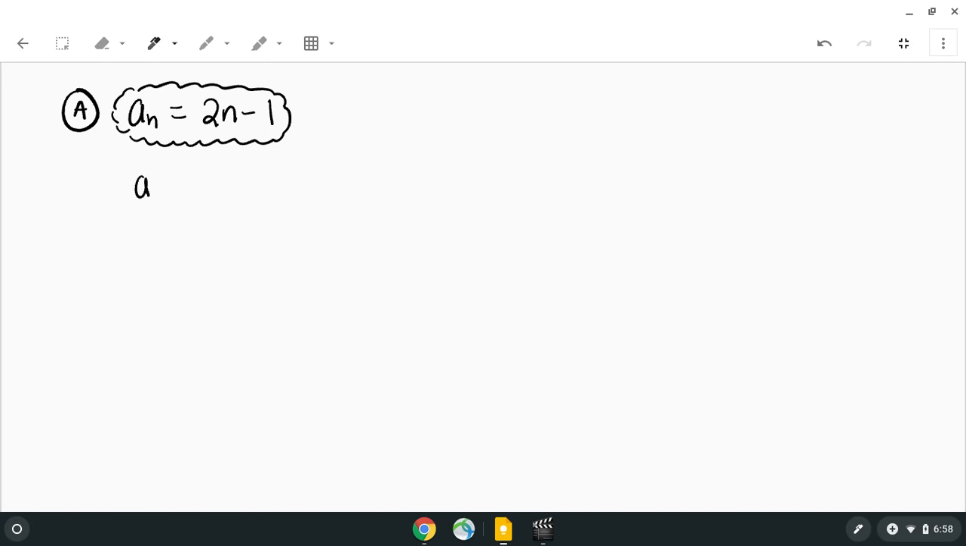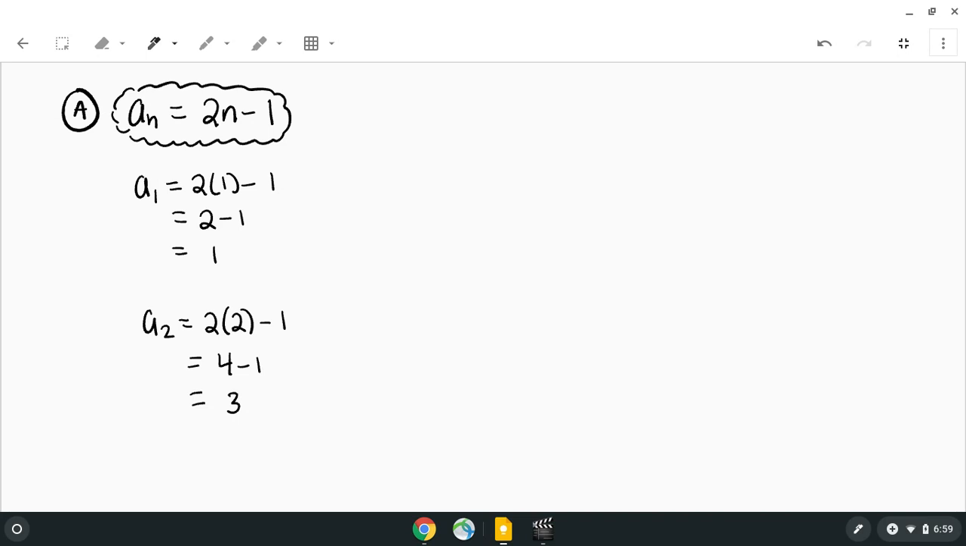So to find the first term, we're going to plug in 1 for n and work this out. Okay, so our first term is 1. Okay, let's find our second term. To find the second term, a2, we're going to go ahead and plug in 2 into our function and work this out. And we get 3. Okay, so our second term, a2, is 3.